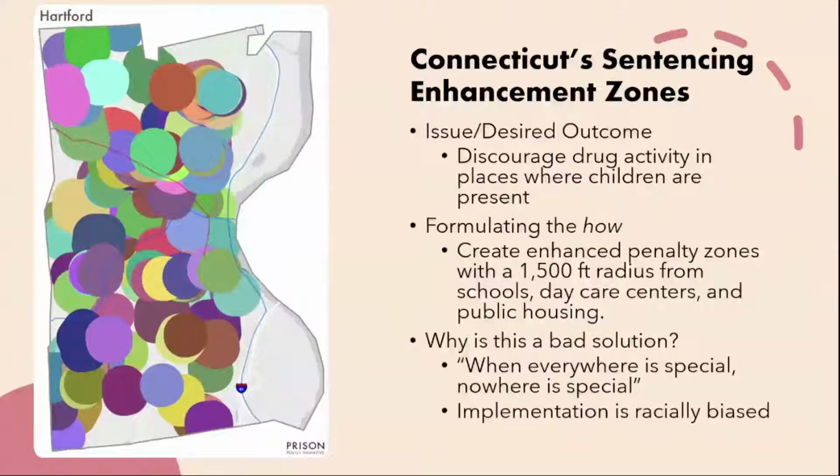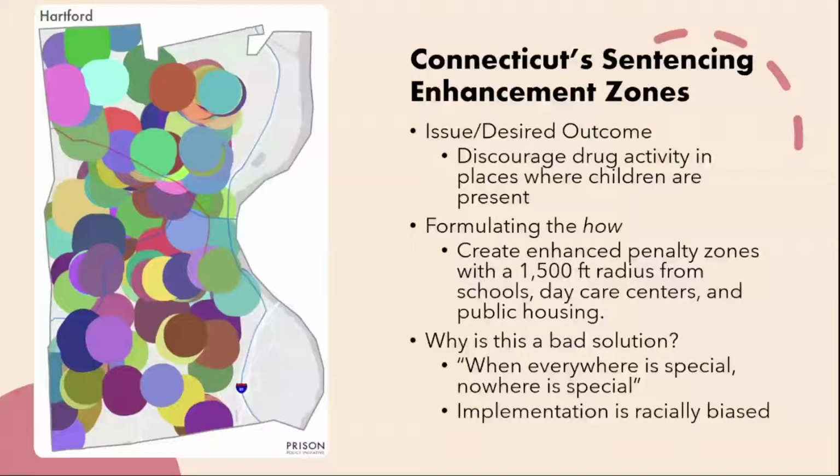In this case, the chosen solution was to create enhanced policy zones within a 1,500-foot radius from schools, daycare centers, and public housing. Basically, what this means is there is a zone around each of these areas where there is now a mandatory minimum sentence for drug-related offenses. And to give some perspective, 1,500 feet is about the length of 4 football fields. So just picture how far that is in your mind.